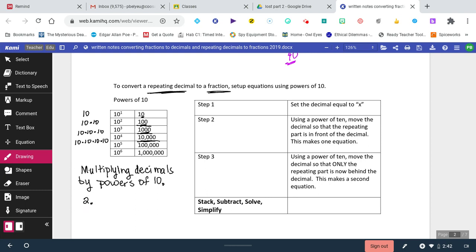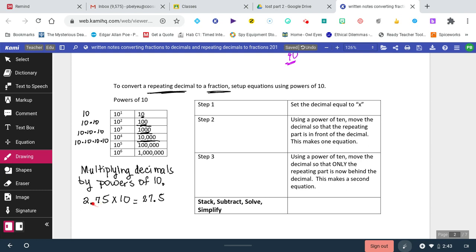So if I have 2 and 75 hundredths and I multiply it by 10, it's only going to push this decimal one place to the right. So if you took a calculator and did 2 and 75 hundredths times 10, you're going to get 27 and 5/10. So basically, a power of 10 takes your decimal and pushes it one place.